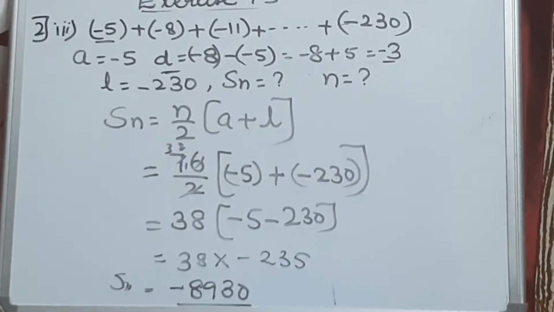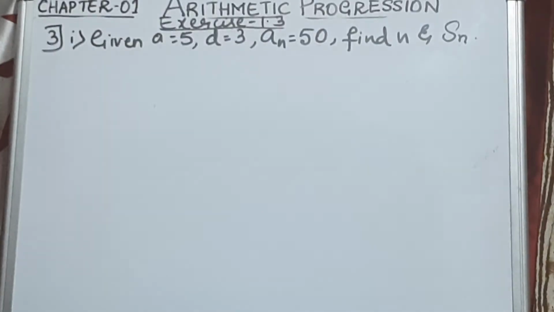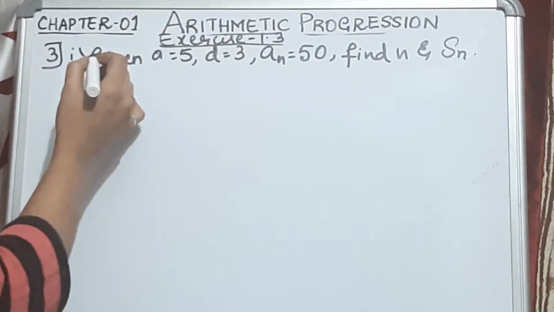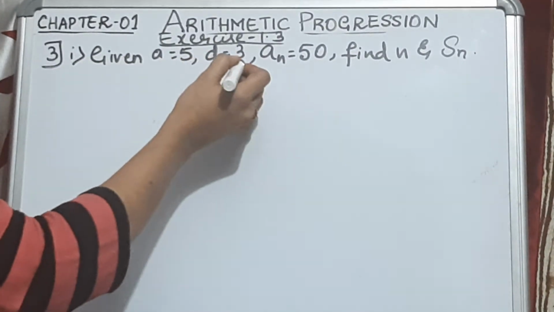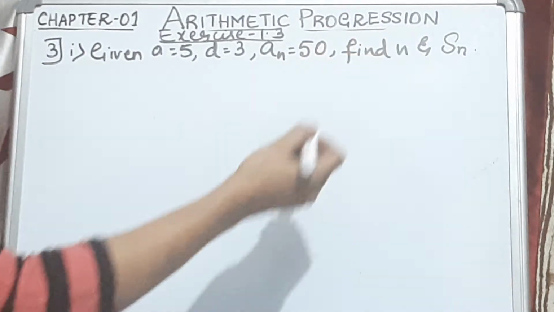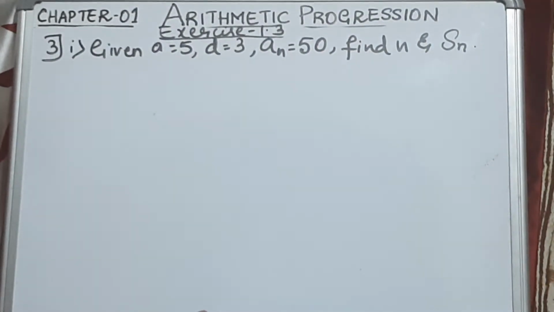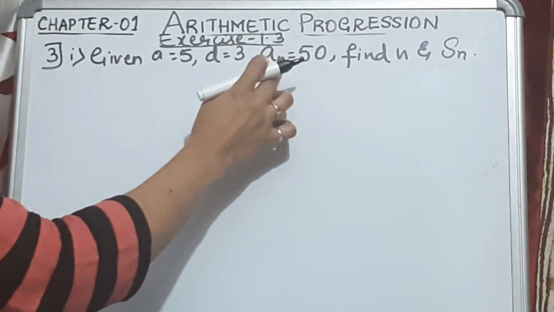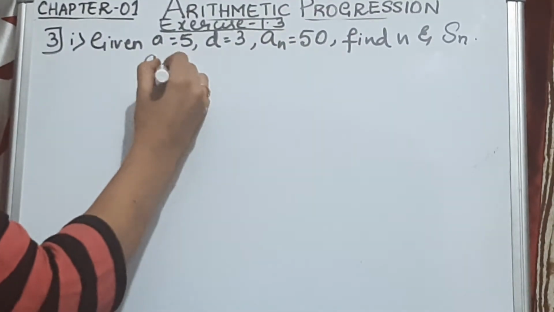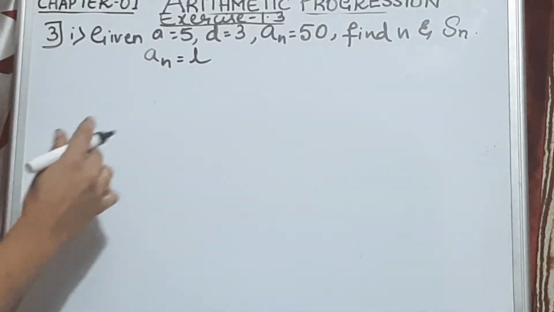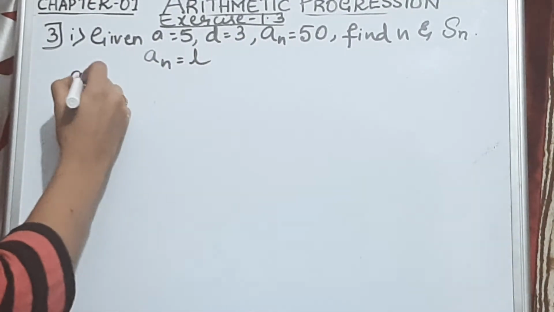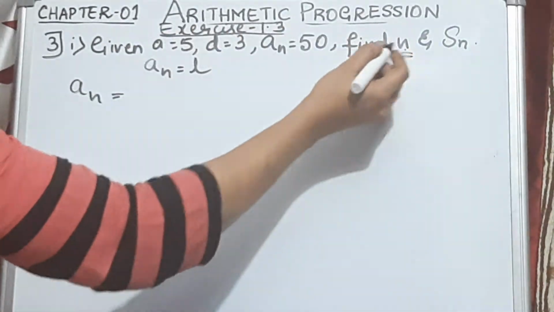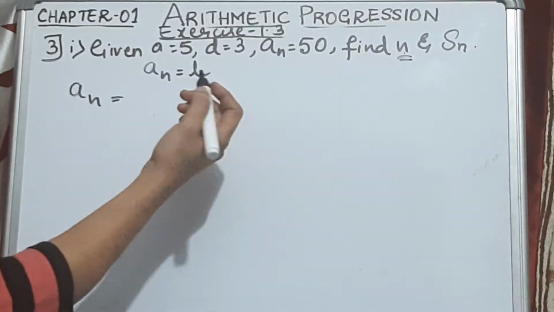Minus 8,930. Okay friend, in exercise 1.3 direct questions are given. A is equal to 5, D is equal to 3, An is equal to 50. Find n and Sn, the number of terms and the sum of the terms. Very easy. By using An, we can use it as L also, both are the same. By using the nth term formula we find n, then using A, n, L we can find Sn also.